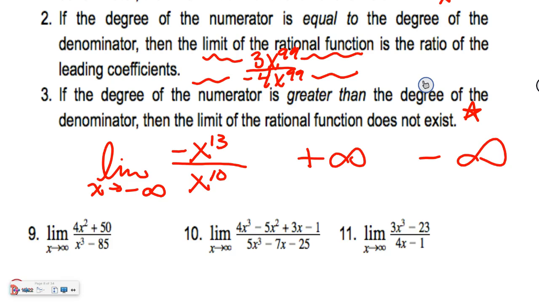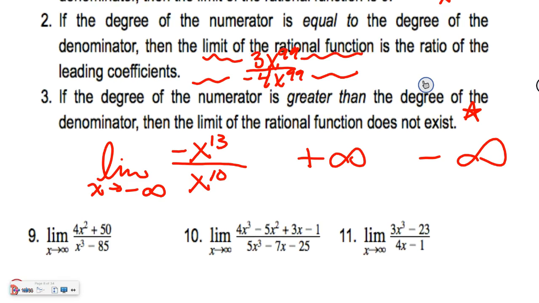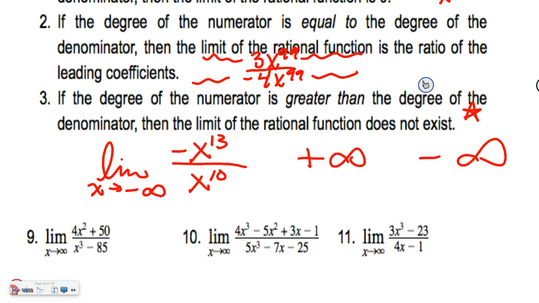Is it going up or is it going down? That's just a little sign analysis. Let's go take a look. When I put in a negative number, because I can't put in infinity, it's a destination, but let's put in a negative number. What's the negative to the 13th going to be? Negative. But there's a negative out front. So the top's going to be positive. What's the bottom going to be? Positive. So you need to give it a little more depth than how you're used to answering.